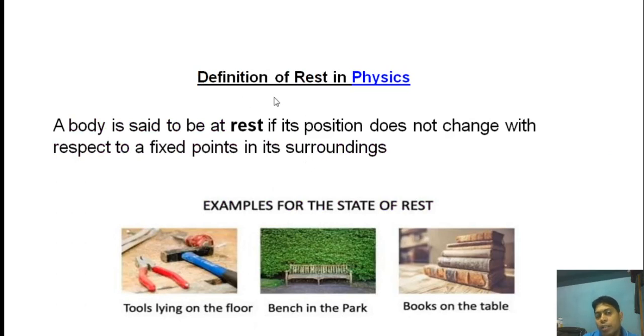So now, the definition of rest in physics. Whatever we have learned in the earlier slide, we can conclude here.